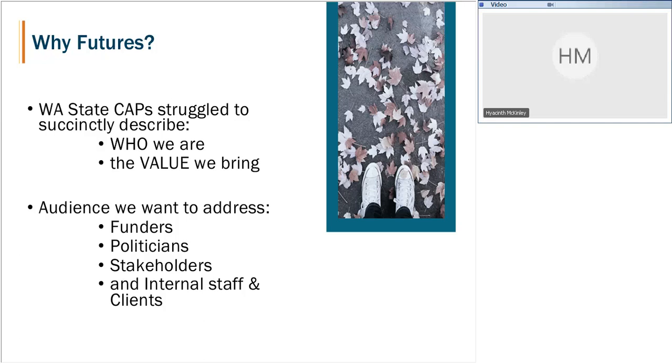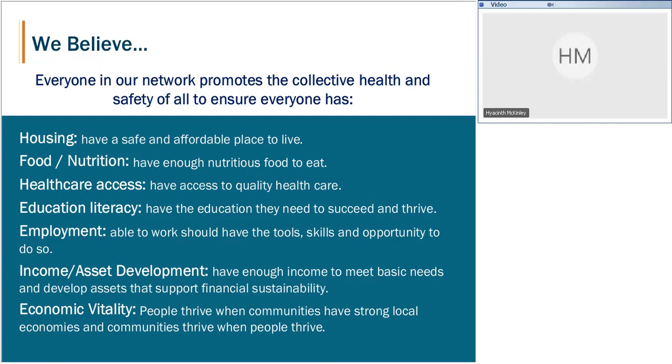And we have lots of different types of audiences, including ourselves and the clients we serve. So we were trying to come together with something that would create more of a unified conversation, but also, I think, change the way we talk about ourselves. And one of the things we started to look at was the development of our own theory of change.